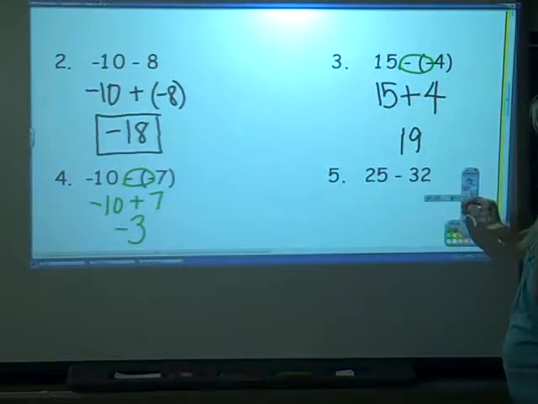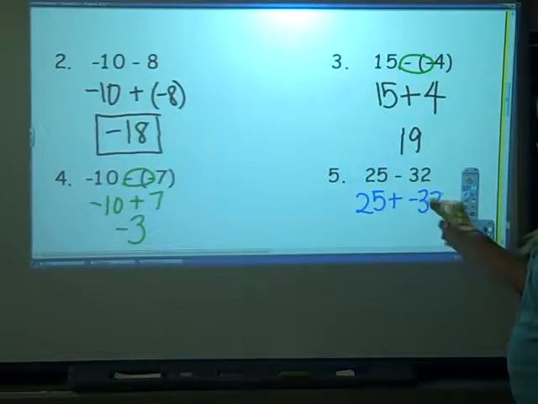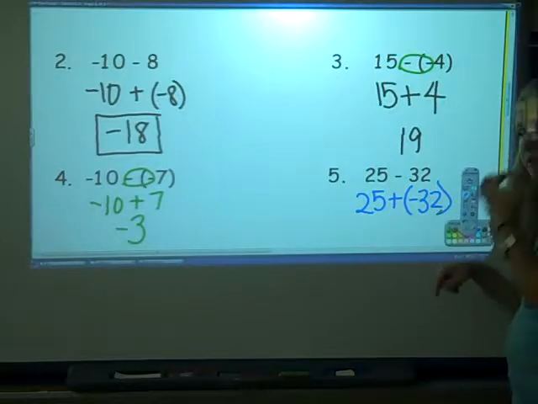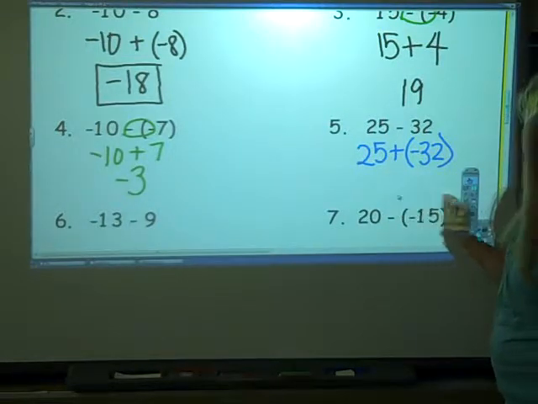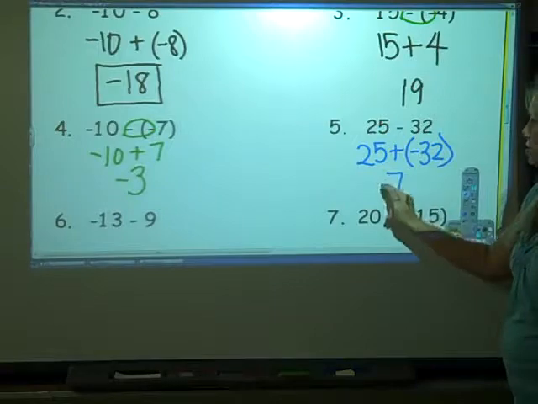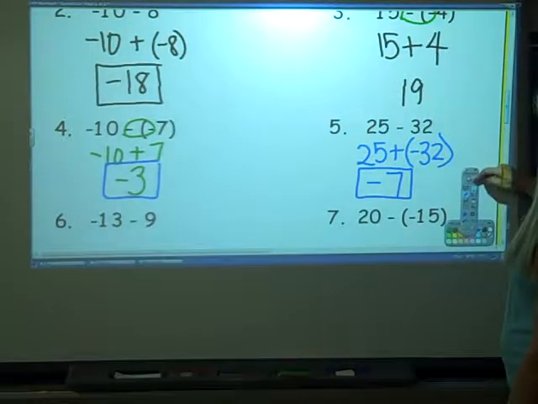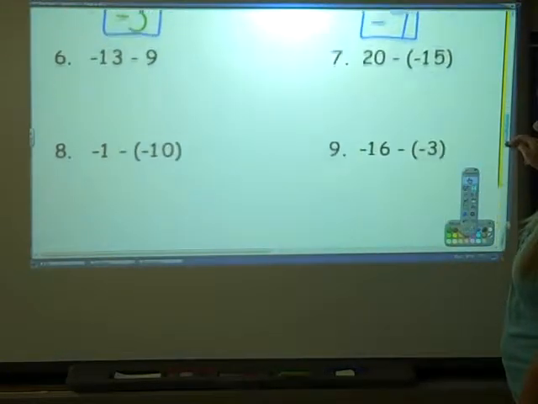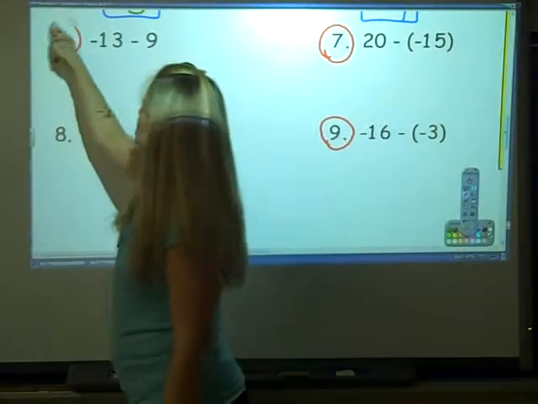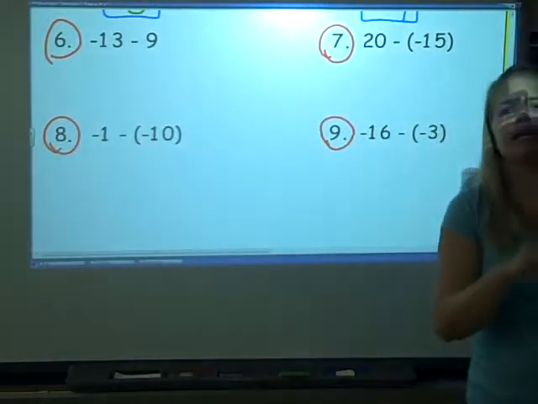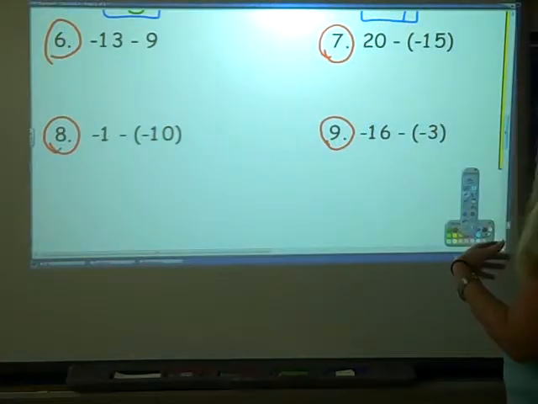Let's see this one here. We have 25 plus opposite of 32, negative 32. Different signs, subtract them and take the sign of the bigger number. That's 7. 32 is bigger than 25, so it's negative 7. All right, let's see how many more of these I put up here. How about I leave those four for you to do? So 6, 7, 8, and 9, you're going to do on your own. Pause for a second, complete those, we'll go over those in class.